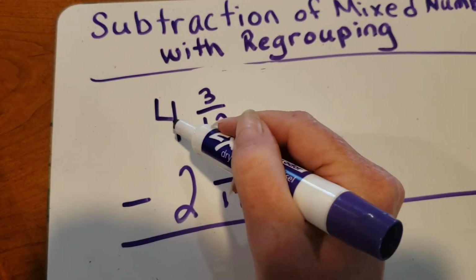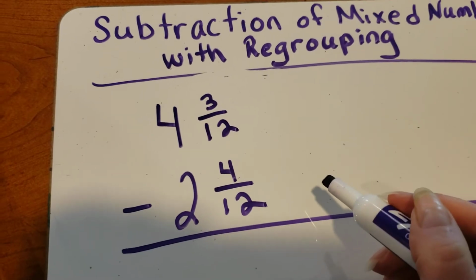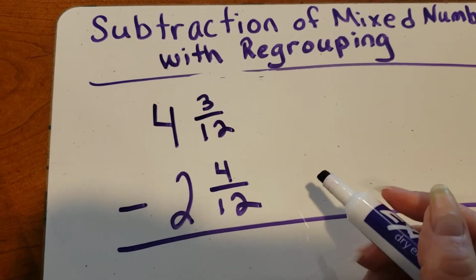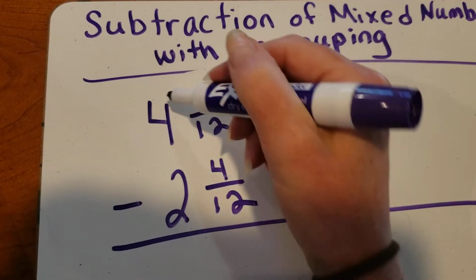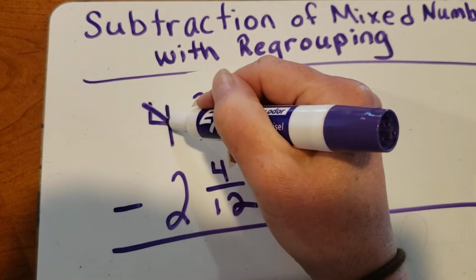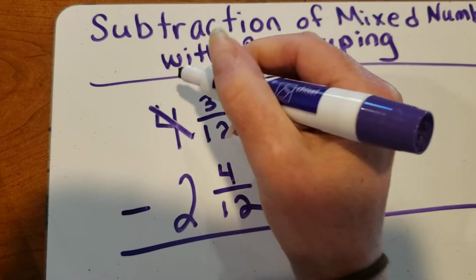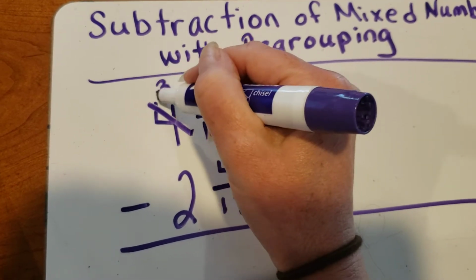However, because I have a mixed number here, I can regroup from that mixed number, much like we do when we're subtracting whole numbers. So I'm going to regroup from the 4, and I'm going to make that a 3.